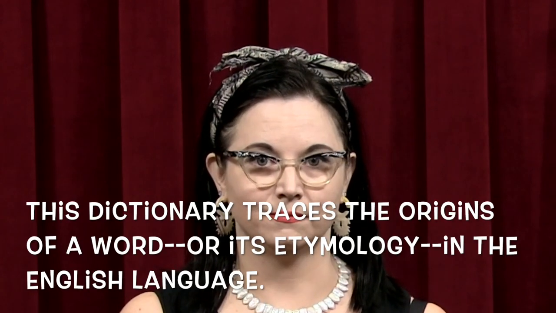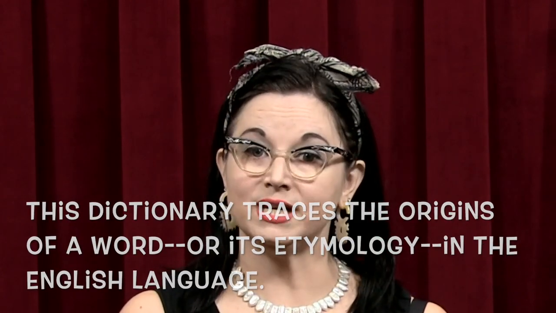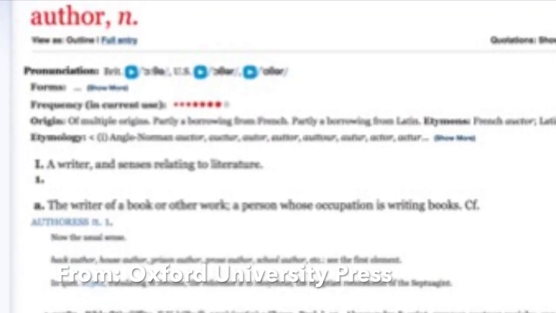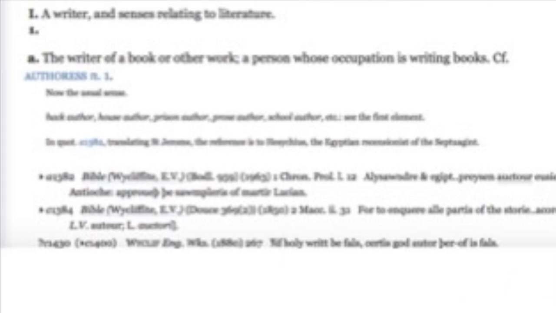Let's begin by looking at the first documented use of the word author, according to the Oxford English Dictionary. Going back to 1382, this word appeared in the very first English translation of the Bible by John Wycliffe. Wycliffe uses the word author to refer to a lineage of translations and revisions of the Bible, beginning with 72 Jewish scholars translating the Old Testament from Hebrew into Greek in the 2nd century BCE.